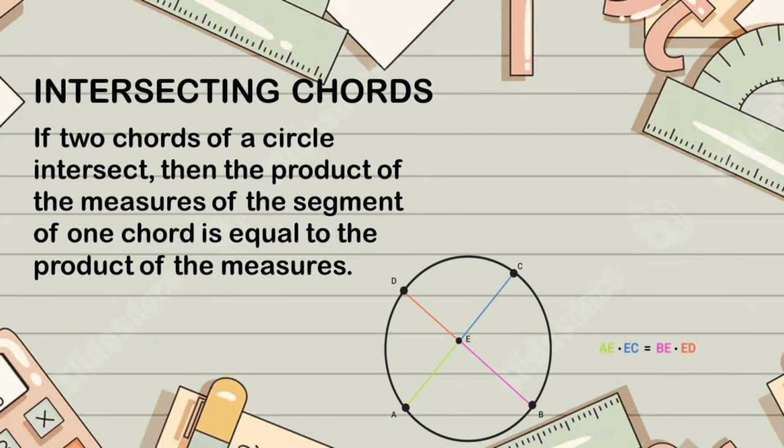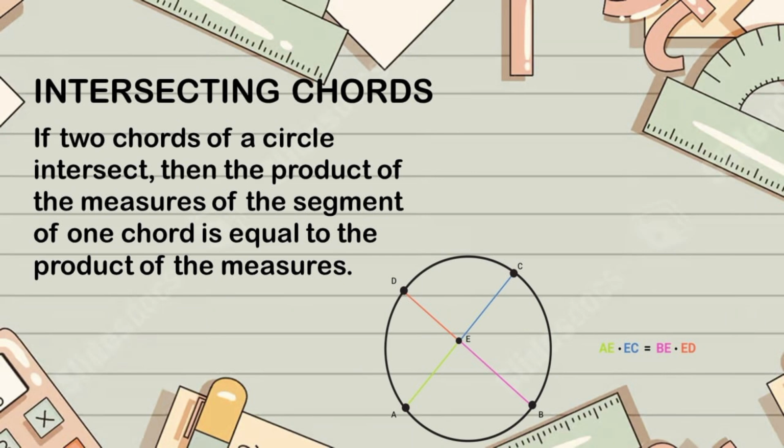Intersecting chords: if two chords of a circle intersect, then the product of the measures of the segments of one chord is equal to the product of the measures of the segments of the other. So DE is a chord, CE is a chord, AE is a chord, and BE is a chord. DB is a diameter and ABC is a diameter. They are called intersecting chords because they cross each other, and E is the center.